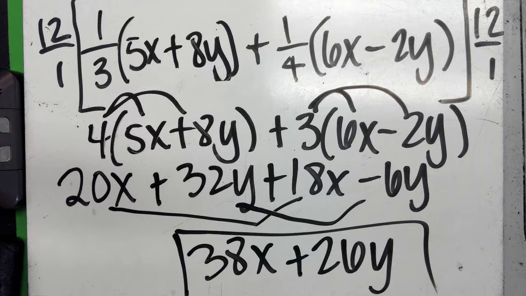What are you going to distribute? What's directly in front of that parentheses? Negative. What's directly in front of the boxes? Negative. That's what you distribute. Nope, just bring it up.